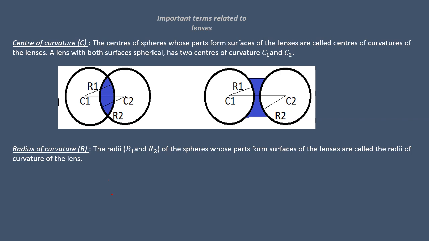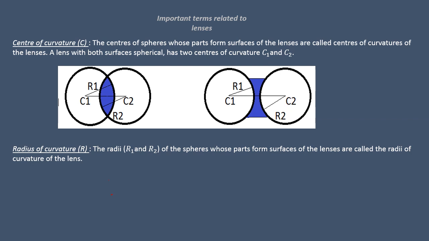Now this is my lens. This lens is formed by these two spheres, correct? So there are two radii. The radius of this sphere is nothing but the radius of curvature for this lens. I can say this is one sphere, and this is the other sphere. This concave lens is formed by these two spheres, and therefore the radius of these two spheres is nothing but the radius of curvature of this concave lens.